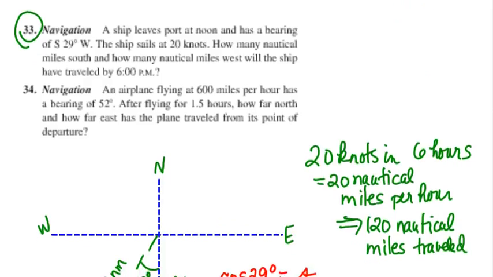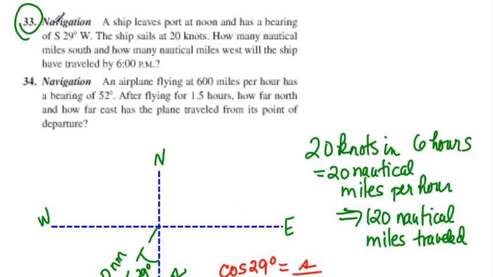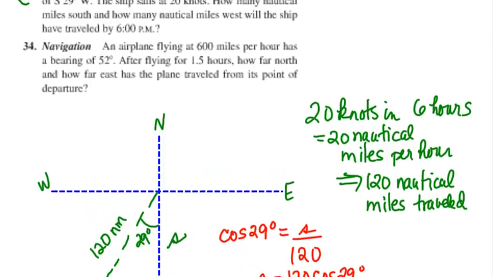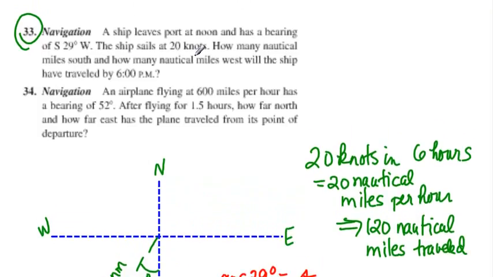And the one that some of you have questioned is about the bearings. In number 33, it says a ship leaves port at noon and has a bearing of south 29 degrees west. So really the way we read that, this is 29 degrees west of south. So if you think about your compass, west of south is where we're going, 29 degrees. The ship sails at 20 knots. How many nautical miles south and how many nautical miles west will the ship have traveled by 6 p.m.?